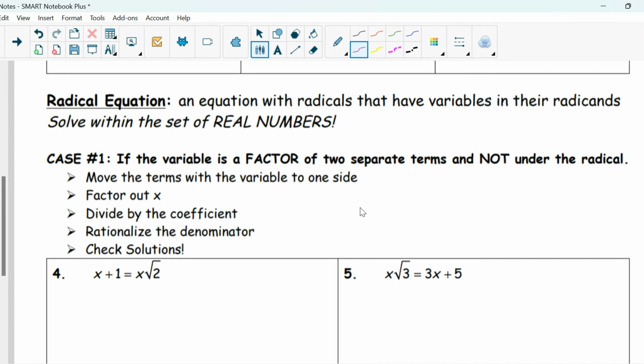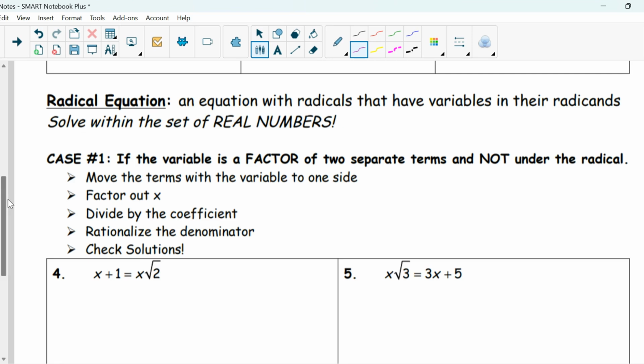Okay, so the first case that we have here is if the variable is a factor of two terms and is not under a radical. So that would be a case that looks something like this. In this case, we're going to move the terms with the variable to one side, factor out an x, divide by a coefficient, then rationalize the denominator if we need to, and check our solutions.